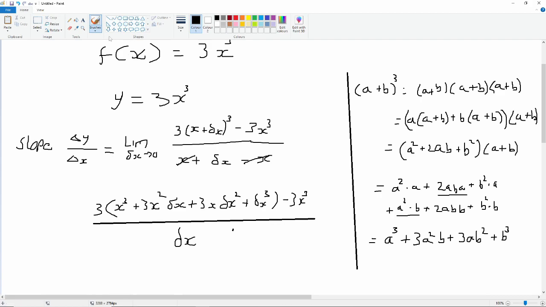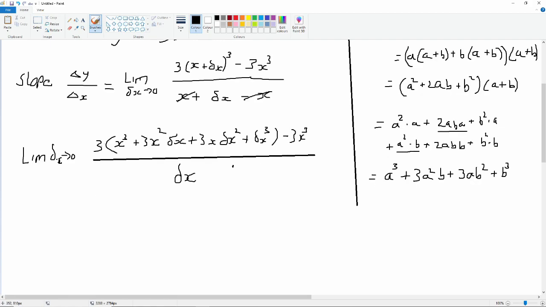So I really should write the limit in here, because we know when delta x is 0 we're going to get a divided by 0 error. So we really want to find the limit as delta x approaches 0. There we go.